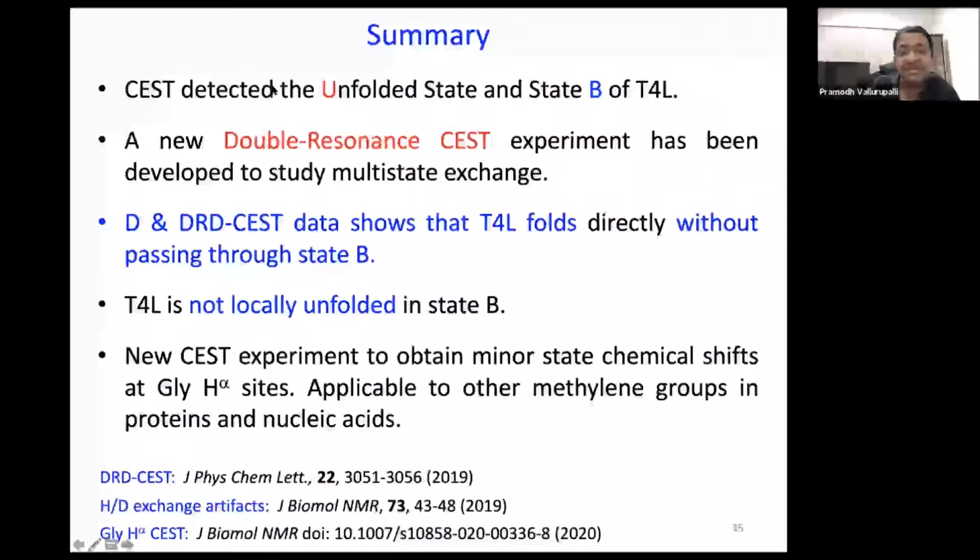So to summarize what I've said so far, CEST could detect the unfolded state and the state B of T4 lysozyme, but it didn't tell us anything about the exchange mechanism. So we developed this new double resonance CEST experiment to study multi-state exchange, and that told us that T4 lysozyme folds directly without passing through state B. We could also say that the molecule is not locally unfolded in state B. And then we came up with this new experiment to obtain the minor state chemical shifts at glycine H alpha sites. Also, I think it's useful for other methylene groups in proteins and nucleic acids.